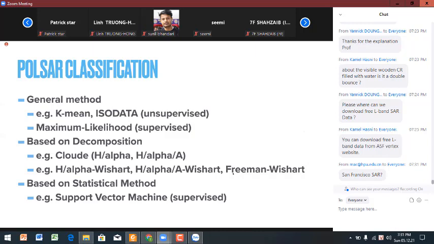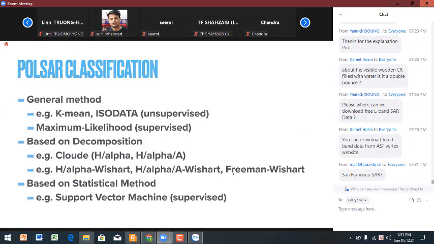K-means, maximum likelihood, whatever you want. But typically we don't put the pure data inside. We base it on some kind of decomposition like the Pauli vector, but for classification it's common to use other ones.